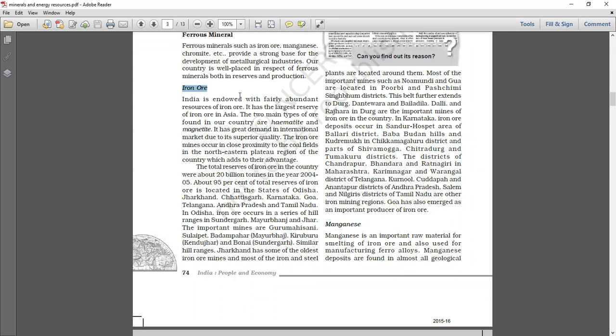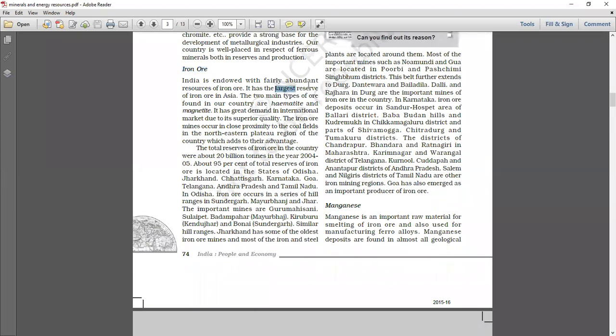And regarding iron ore, there are several things. India has the largest iron ore reserve in Asia. The superior quality or high grade iron ore, which I already discussed, is first hematite and second magnetite. Both are found in India and have a great demand in the international market because they are of superior quality.